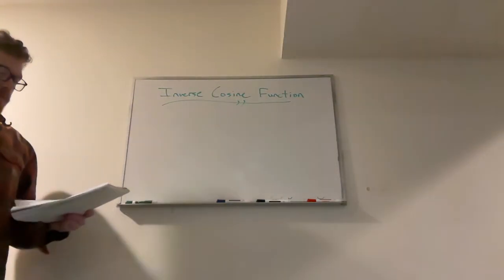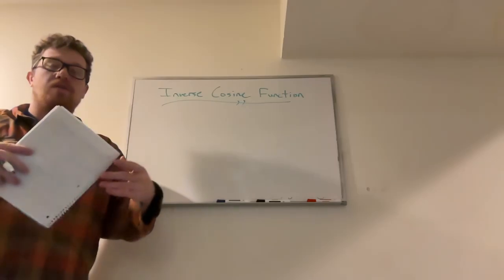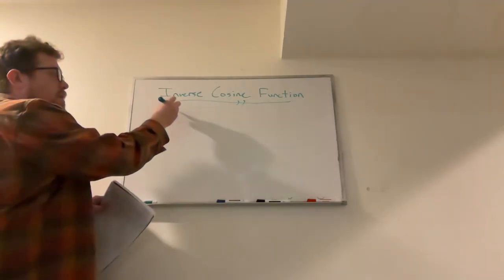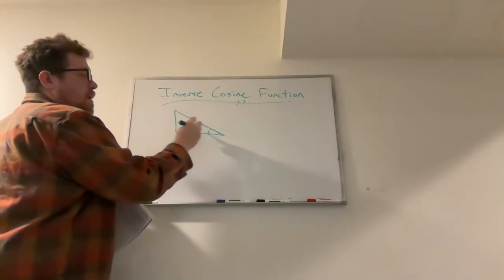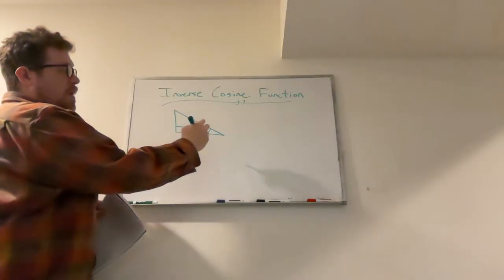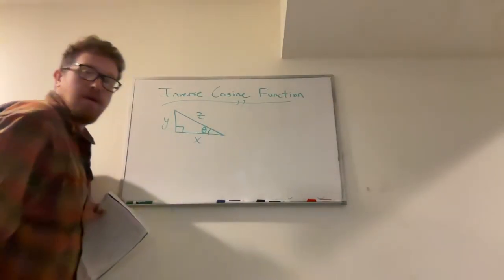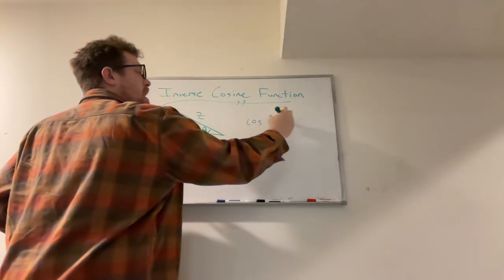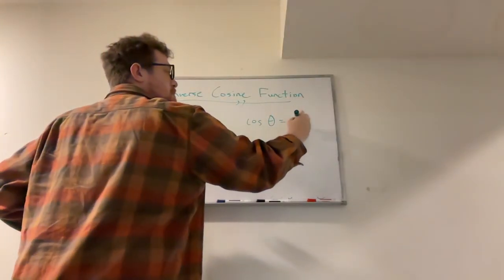Right? So we have our normal trigonometric functions. The initial idea is that you have some right angle here, you have some angle theta here, you have some x, y, z here. And then we say that the cosine of the angle is going to be the adjacent over the hypotenuse, right? So it's x over z in this picture.